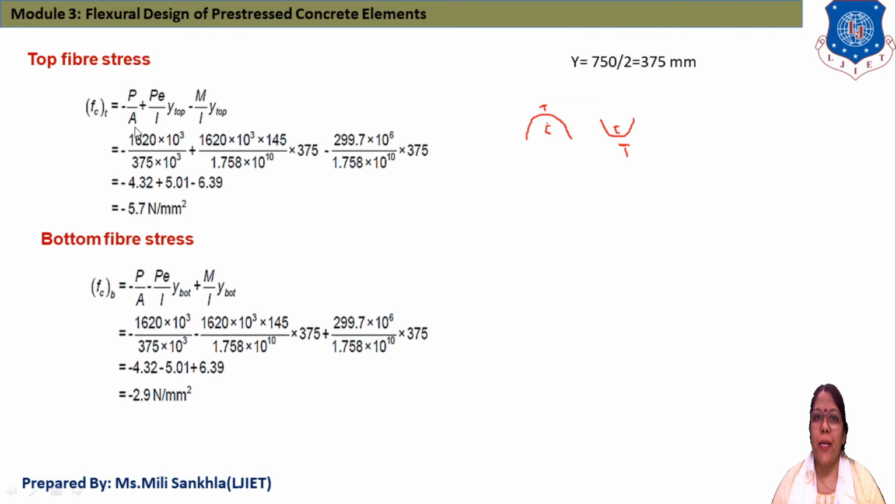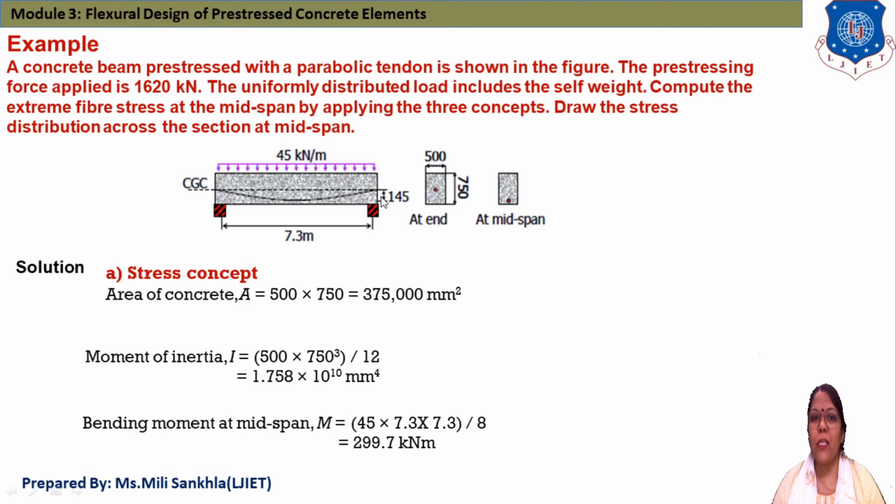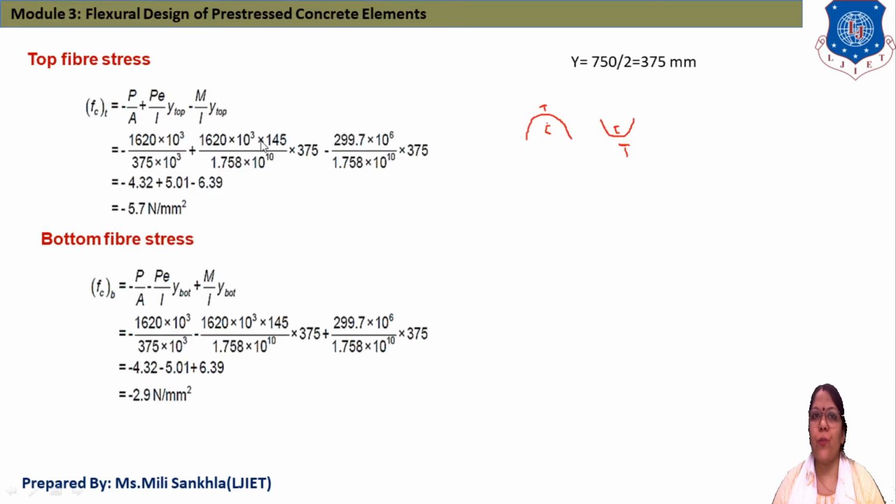The equation is load divided by area, P by A, then P·e·y by I, that is M by Z, where M is equal to P·e and Z is equal to I by Y. The same is used for the moment term, M by Z, Z equal to I by Y. Now one by one put the values. Load P is given in kN, converted into Newton. Area is 375 into 10 raised to 3. Again put the value of P, and e is given as 145 in the figure. For I we found BD cubed by 12, that is 1.758 into 10 raised to 10.